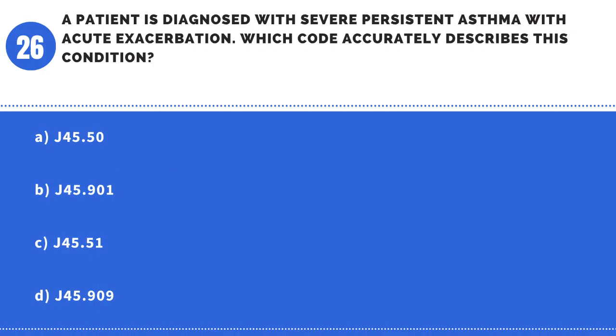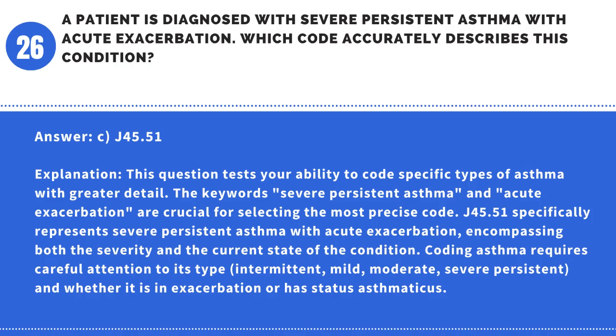Question 26. A patient is diagnosed with severe persistent asthma with acute exacerbation. Which code accurately describes this condition? A. J45.50. B. J45.901. C. J45.51. D. J45.909. Answer, C. J45.51. This question tests your ability to code specific types of asthma with greater detail.